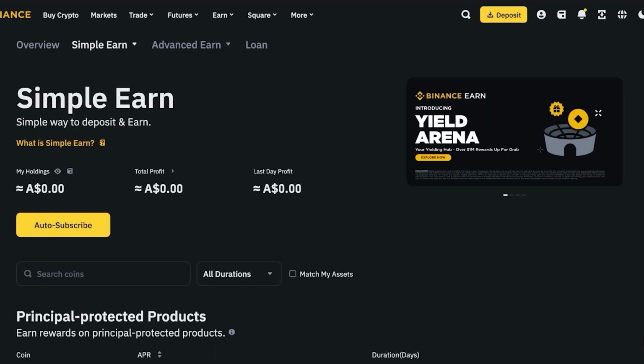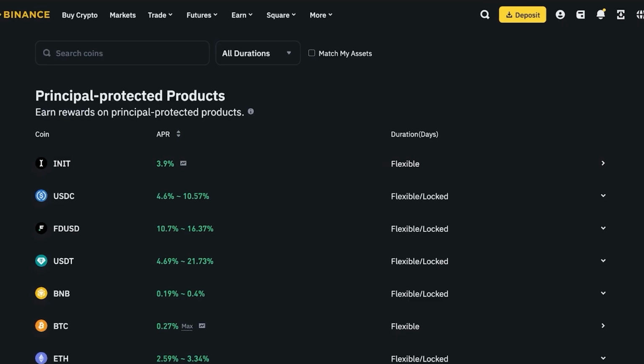You are going to put your money into their liquidity pool so Binance as a platform can provide liquidity to its users. For keeping your money in the pool for a predetermined amount of time, you're going to receive an interest rate. It's pretty much like depositing money in a bank, it's just crypto and Binance. So if you scroll down, you will see principal protected products.